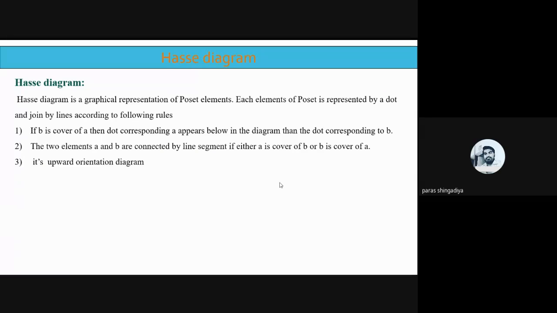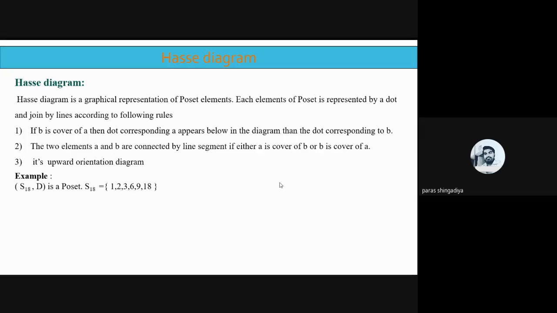First, we have to identify the cover element of each entry which is included in the set, meaning the poset elements. So we'll identify the cover of each entry in the given set, and then we consider the first rule: if B is the cover of A, then the dot corresponding to A appears below, in the diagram, the dot corresponding to B.